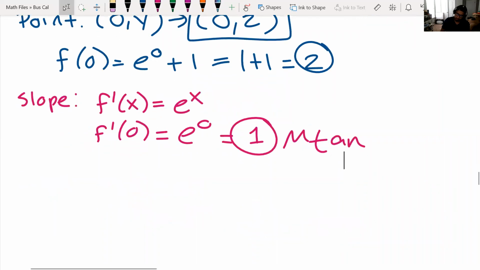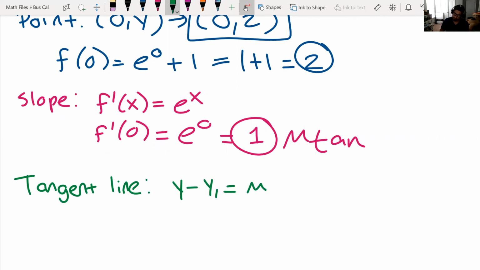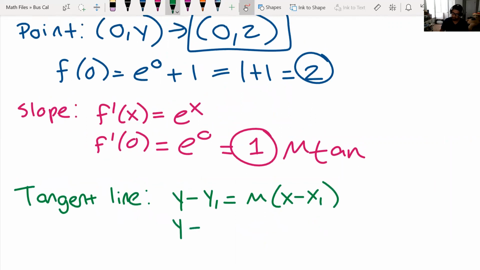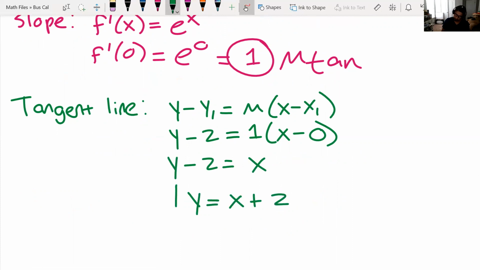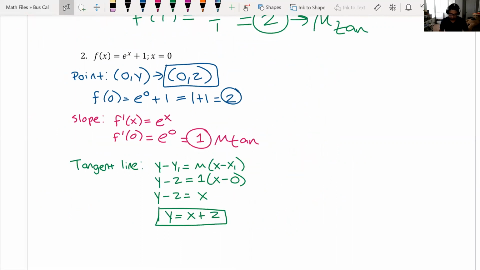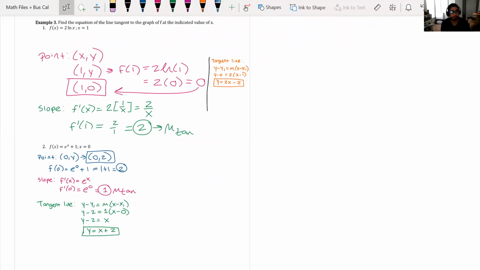Okay. All we need left is the equation, the tangent line. Y minus y1 equals m times x minus x1. Plug in our point above, 0, 2. So y minus 2 equals my slope of 1 times x minus 0. And everything's in the right place. Yes. And solve for y. So you'll get y minus 2 equals 1x, and y equals x plus 2. There it is. There's our tangent line. Hey, that wasn't so bad, right? Okay.